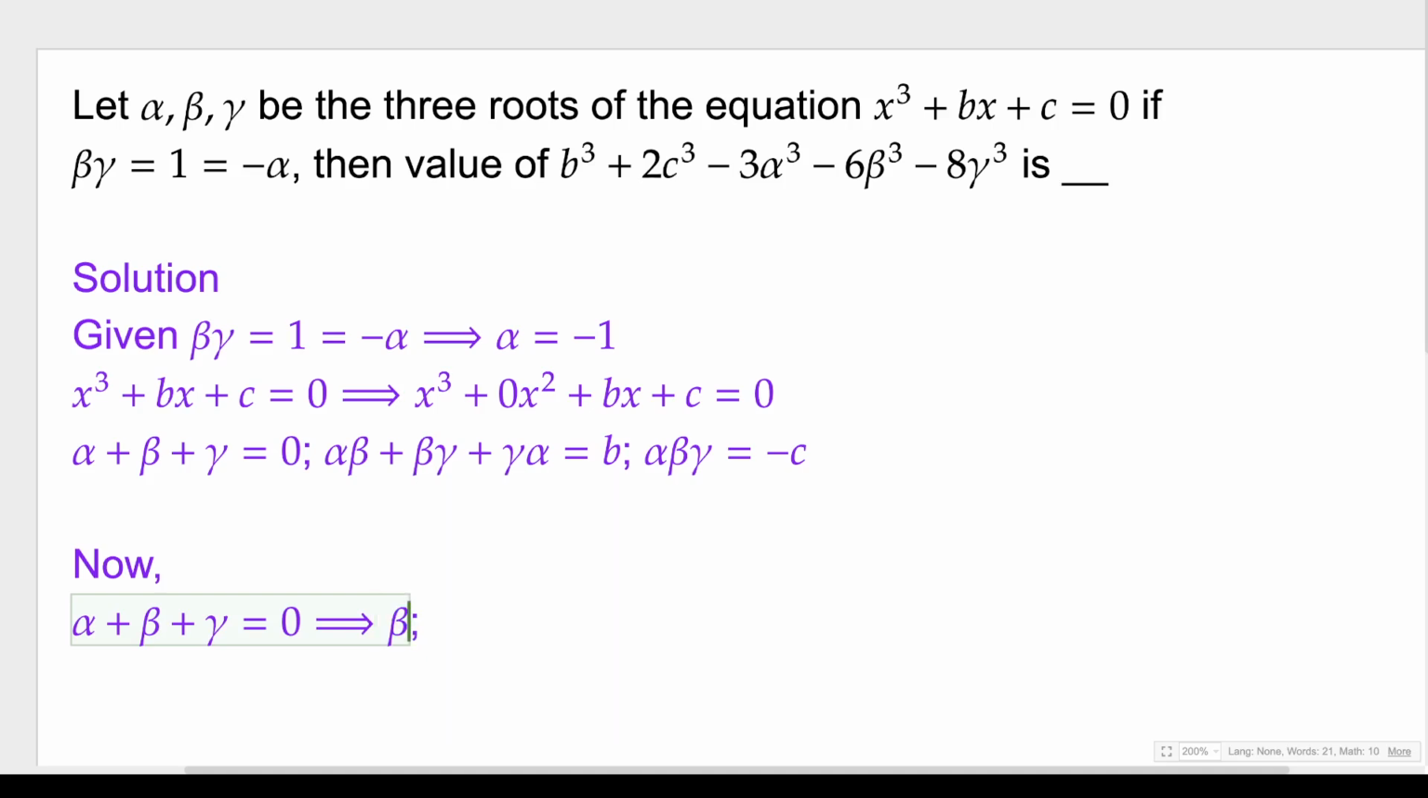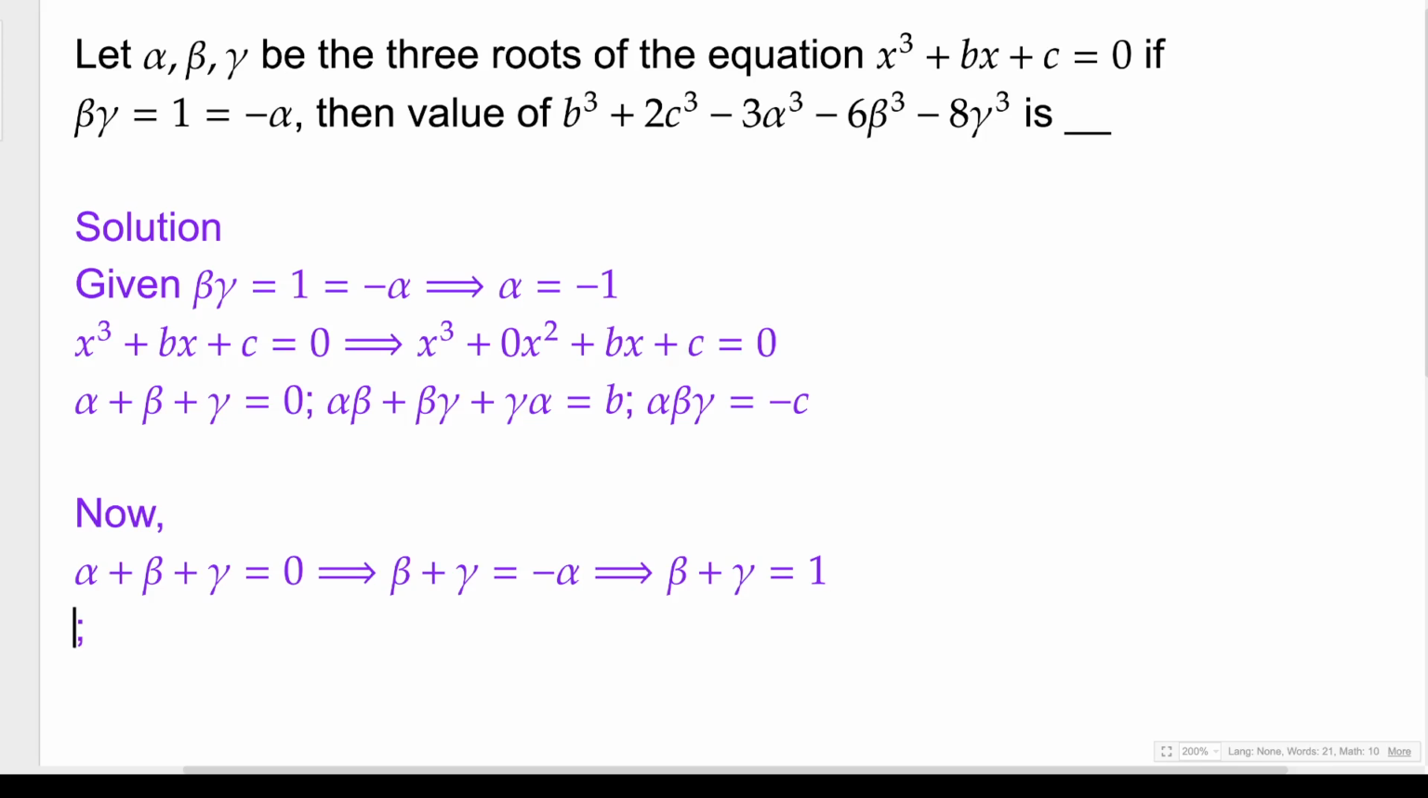So from this one we can write beta plus gamma is equal to negative alpha, and this value of alpha is already negative 1. So ultimately beta plus gamma will be equal to 1. So beta plus gamma, we got this relationship. Now next one, I will need the values of alpha, beta and gamma.